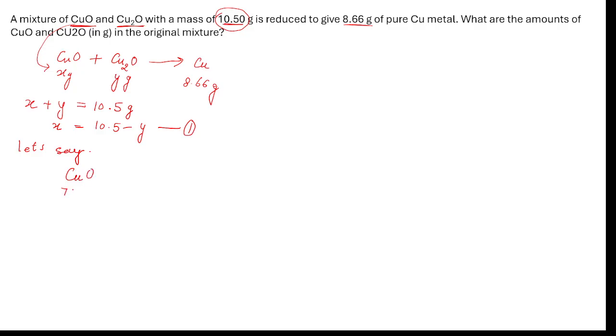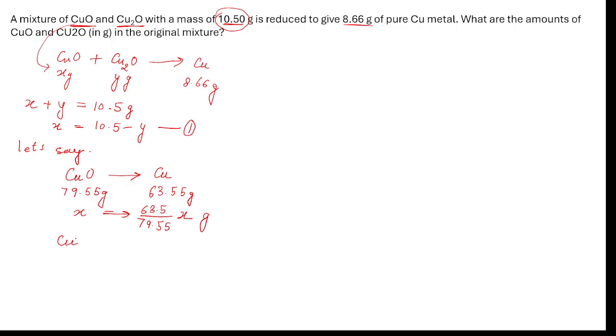the molar mass of cupric oxide is 79.55 gram, and if you reduce it, 1 mole will give you 1 mole of copper, and its molar mass is 63.55 gram. So here we have taken it as X. Now X is what? 63.5 divided by 79.55 multiplied by X gram of copper.